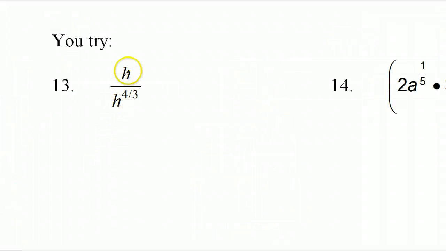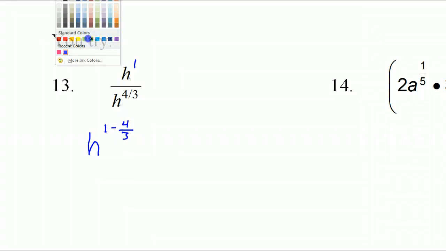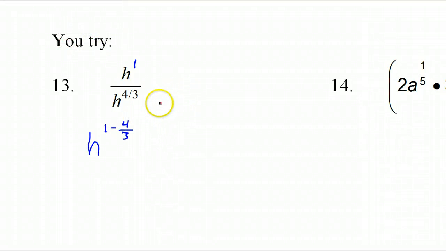Now here, the bases are the same. If the bases are the same, I can, in this case, subtract the exponents. Now remember, this h is like h to the 1 power, so I'm going to be doing h to the 1 minus 4 over 3 power. So off to the side, I'm going to do this 1 minus 4 over 3 business.